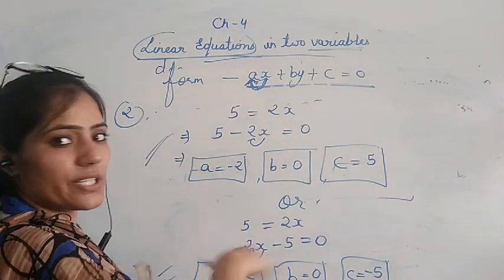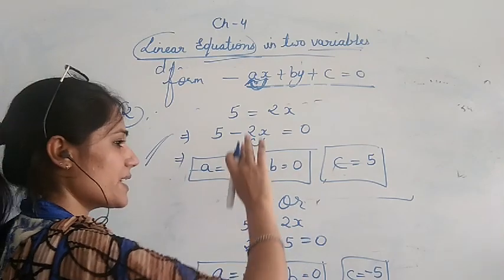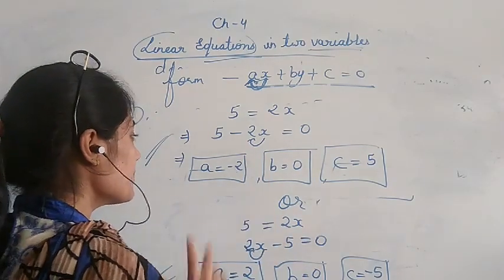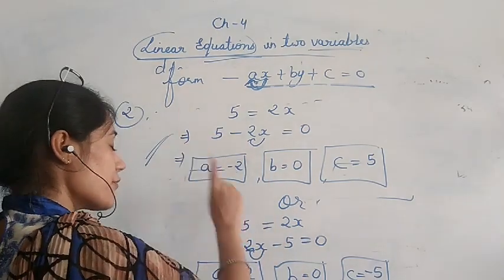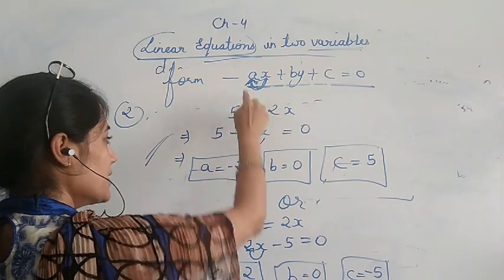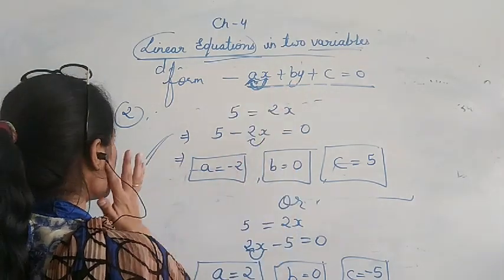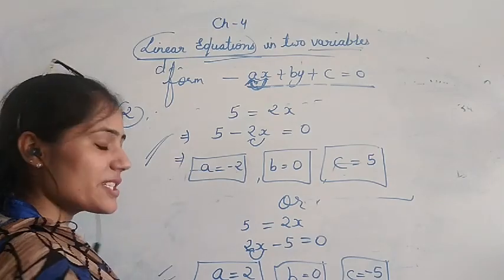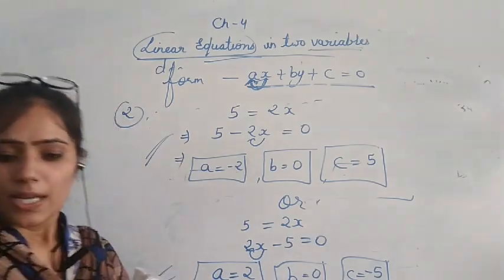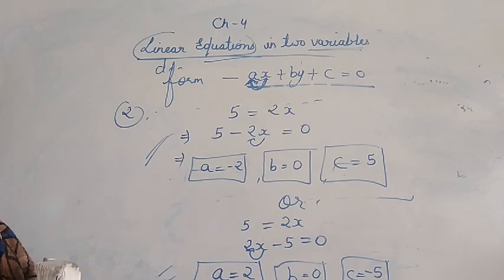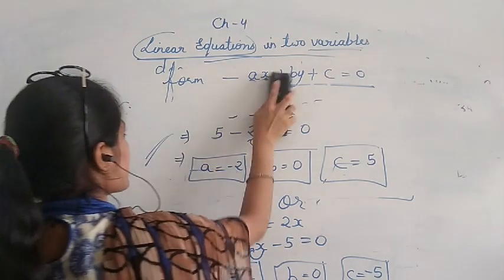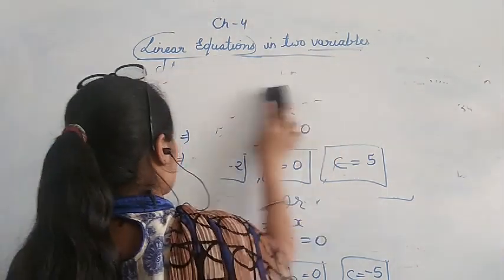Okay. You can transpose this side also. You can transpose that side also. It is up to you. But main thing is this. Coefficient of x will be A here. Same here. Coefficient of y will be B and constant term will be C. So this is the another method. Okay. Now I will teach you about exercise 4.2.